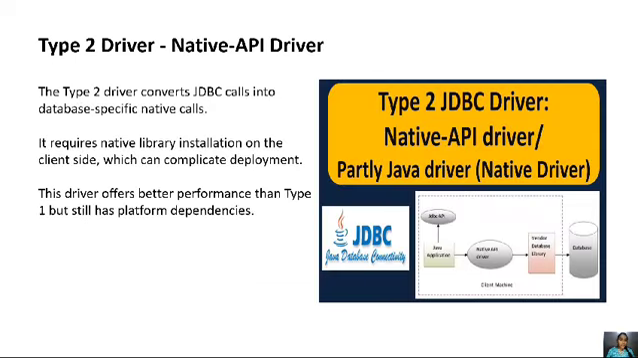Type 2 driver, native API driver. The type 2 driver converts JDBC calls into database specific native calls. It requires native library installation on the client side, which can complicate development. This driver offers better performance than type 1 but still has platform dependencies.